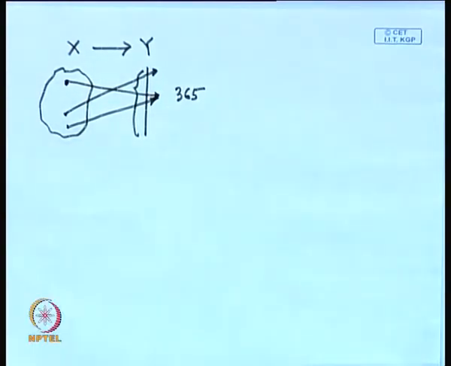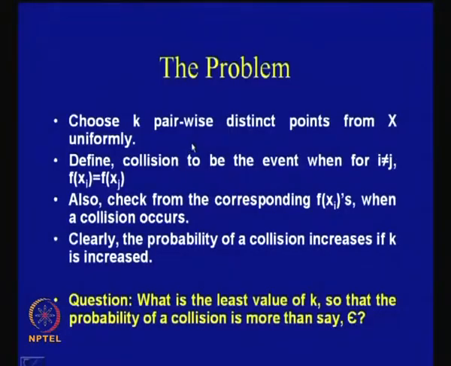We can abstract out this problem as follows: choose k pairwise distinct points from x uniformly, and define a collision to be the event that for i not equal to j, f(x_i) is equal to f(x_j). And clearly the probability of a collision increases if k is increased. That is, if I choose a large number of students from the class, then the probability that they are born on the same day also increases, right?